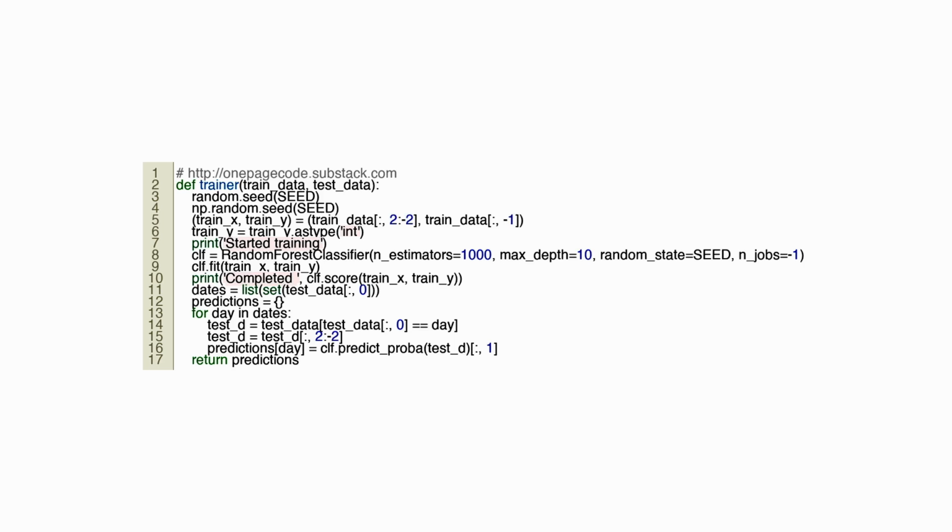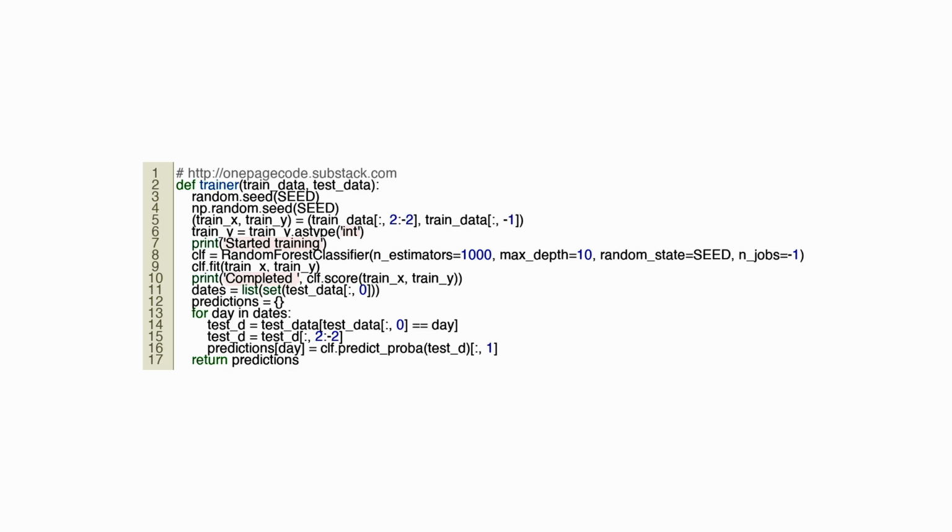The target labels are then converted to integer values. After this, it prints a message to indicate that training has started. The code then creates a random forest classifier using the RandomForestClassifier function from the scikit-learn library. This classifier is trained using the training features, train X, and labels, train Y. The classification accuracy of the model is then printed.